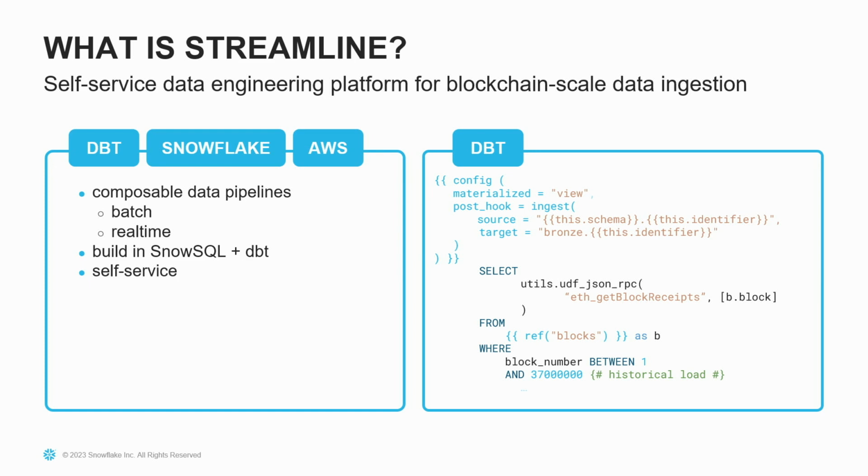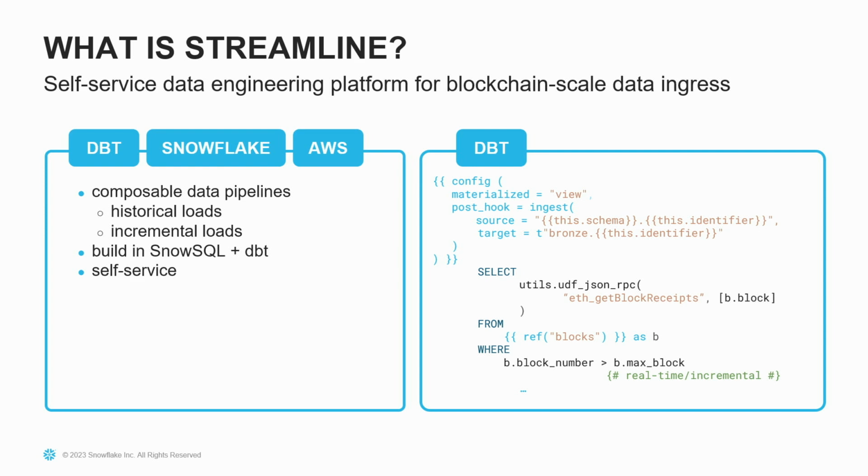So what about incremental loads? Just like a normal DBT model, you simply change the where query. So we've reused our existing query to define both a historical load and now an incremental load. Only one line of code has changed. So we have this concept of composable data pipelines using SQL that can handle both historical loads and incremental loads. And it's built using SnowSQL and DBT. And it did not require any additional skills or programming languages like Python. So this can be done by anyone who's familiar with DBT or SQL.